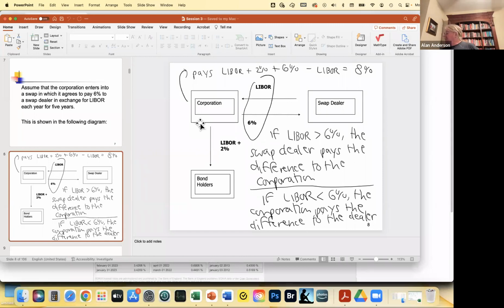And if we're really convinced that rates are going up, that's going to let us sleep better at night, because we're pretty sure that LIBOR is going up, and therefore this could become more expensive in the future.